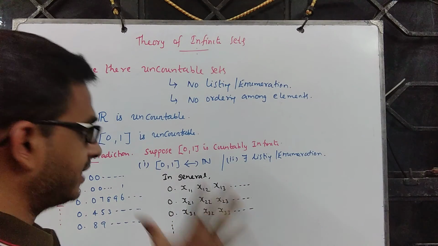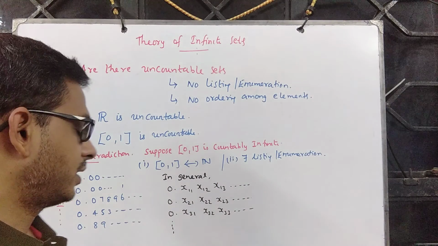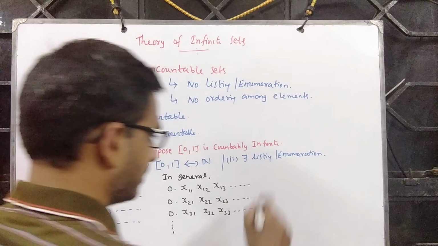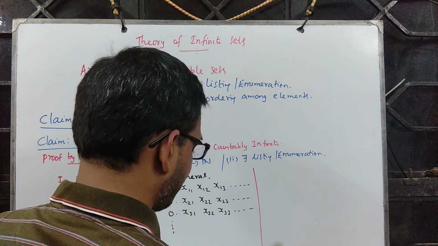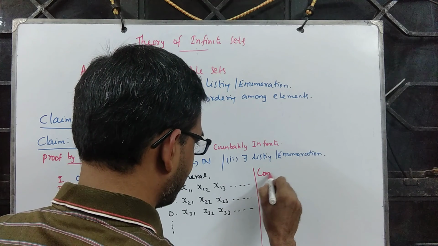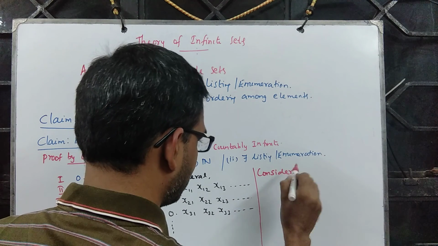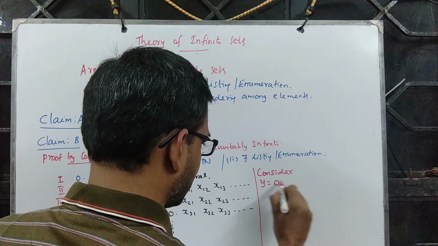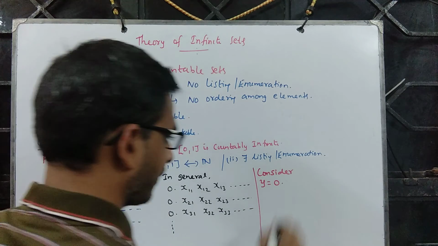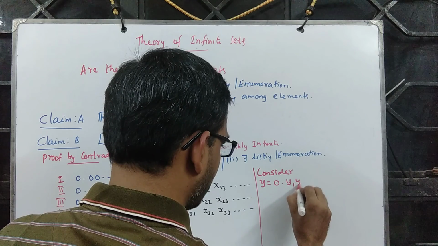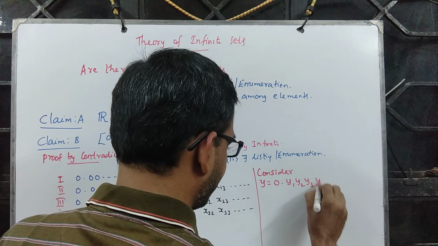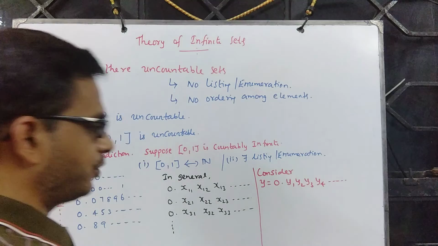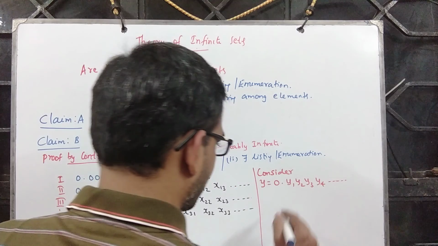Now like this, a listing is possible, correct? Now what we are going to do is the following. I am going to construct an element. Consider y, which is 0 point y1, y2, y3, y4, and so on. So how do we construct this? It's like this.